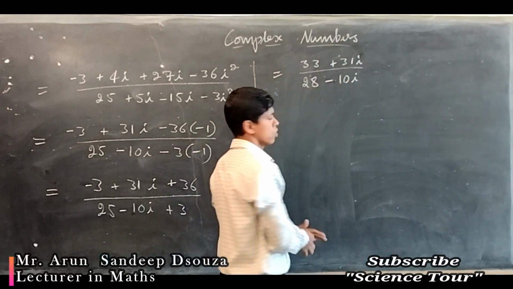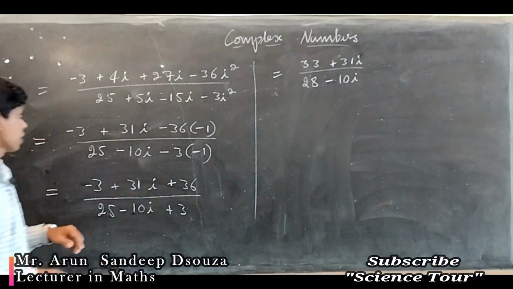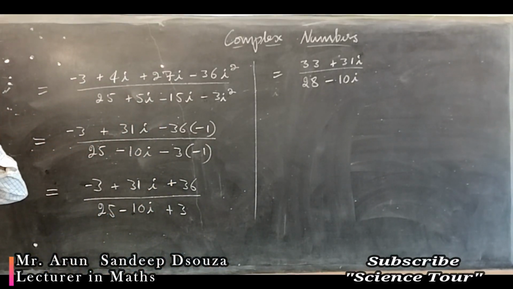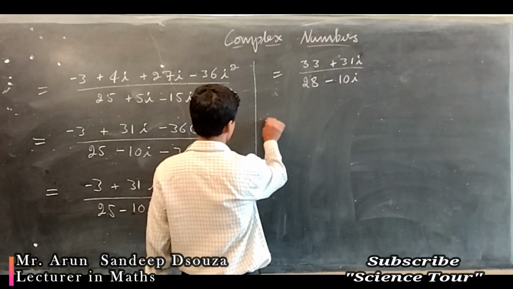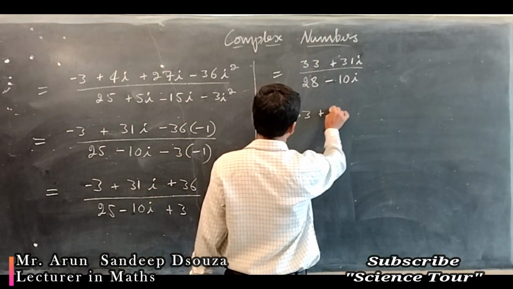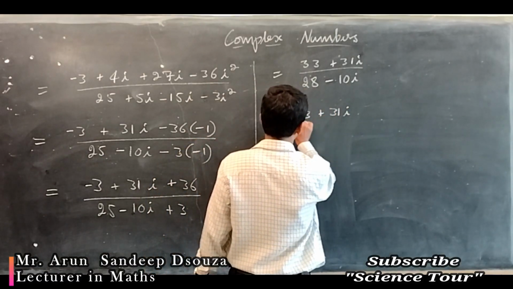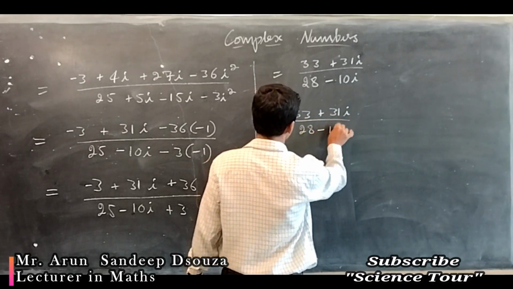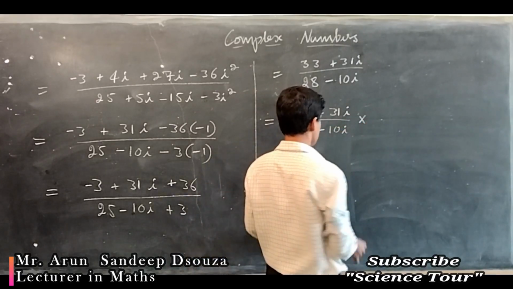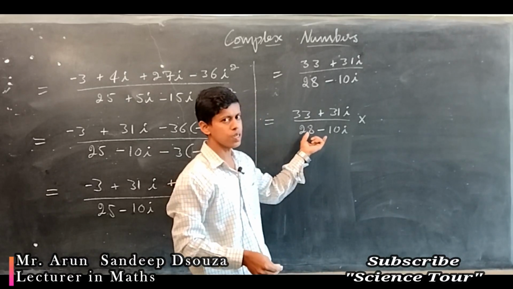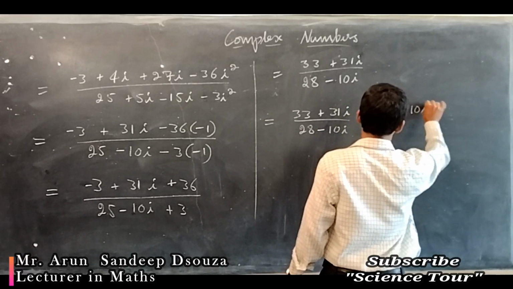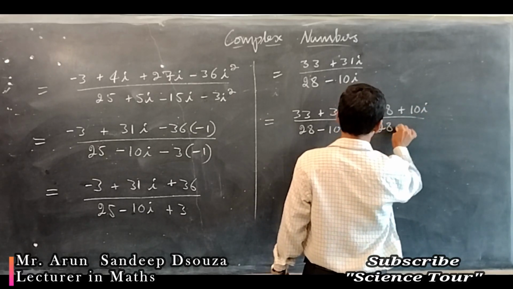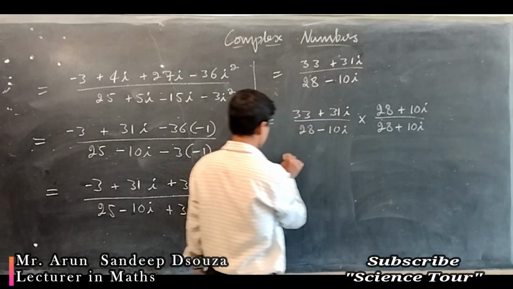Now what you'll do is rationalize. So multiply and divide by this. Yes, you should do that. So 33 plus 31i divided by 28 minus 10i into, what is the conjugate? The conjugate of the denominator: 28 plus 10i divided by 28 plus 10i.